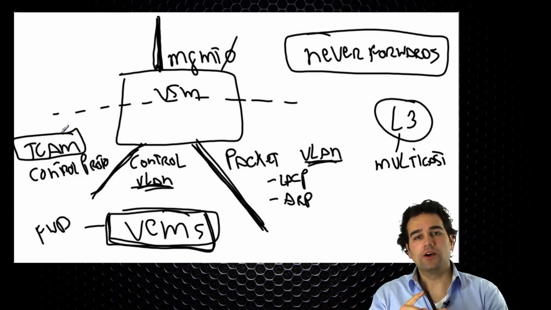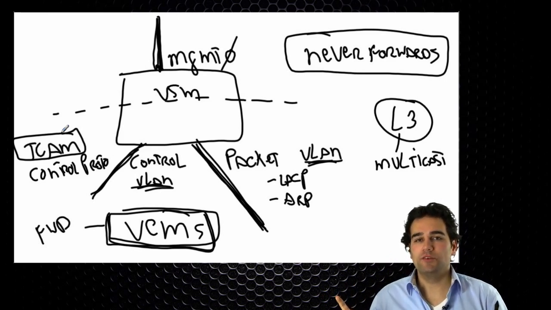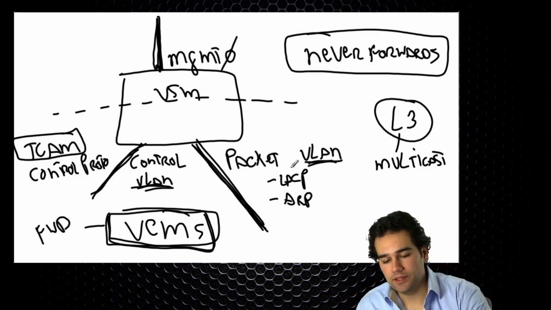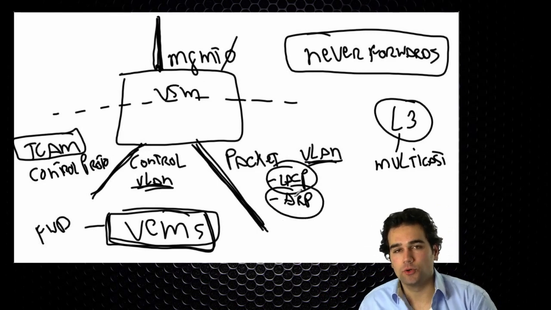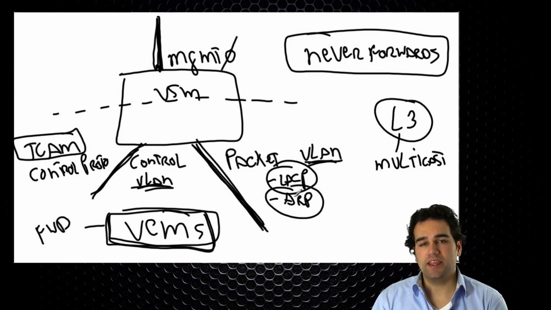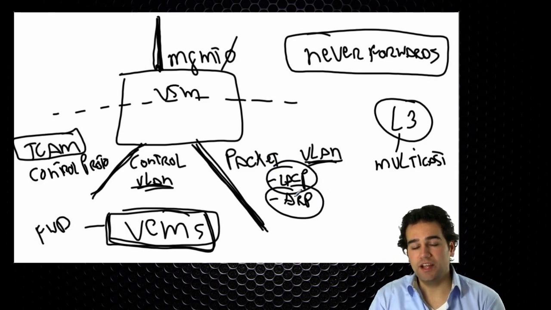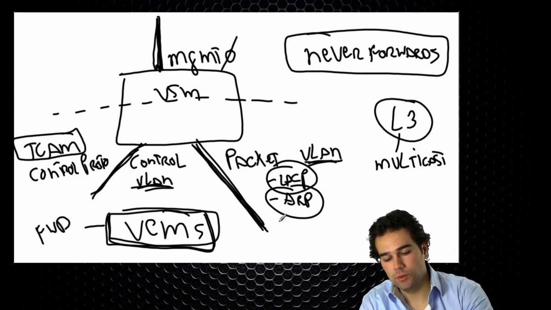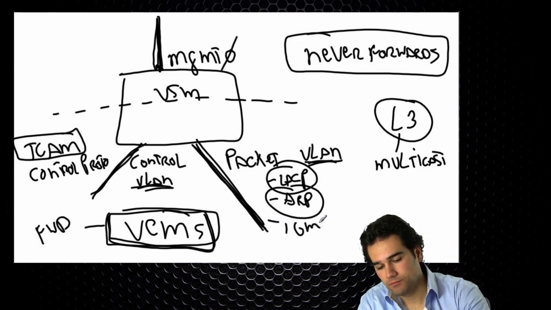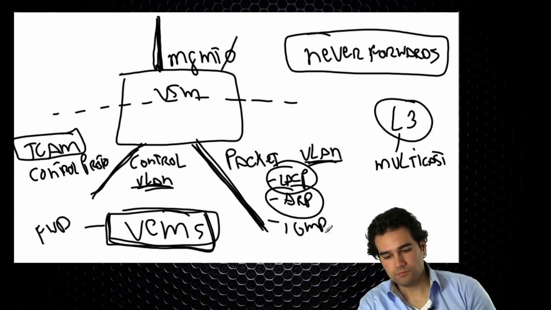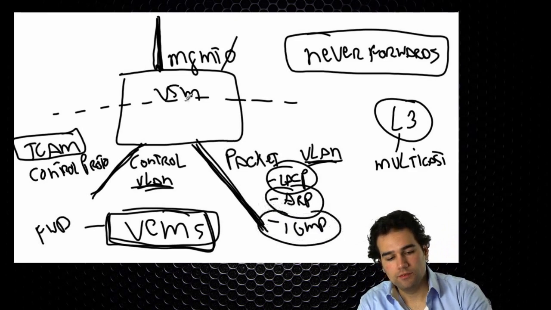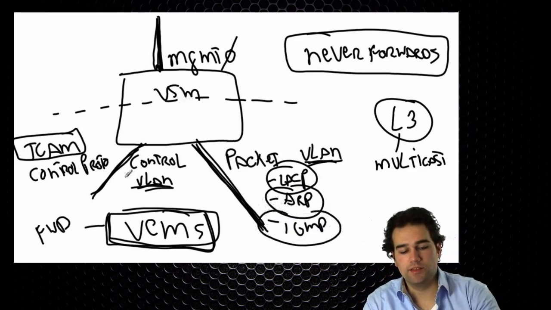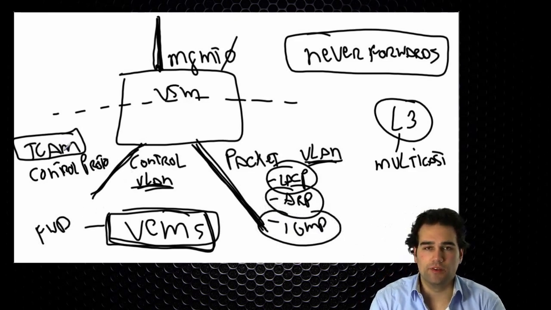And finally, there are some data packets that need to be forwarded to the VSM, like LACP packets and ARP packets, or any other data packet that you send to your switch. IGMP snooping, for example, is another thing. IGMP packets go up to the VSM. And then the VSM takes the forwarding decision and then programs that entry into the VEM.